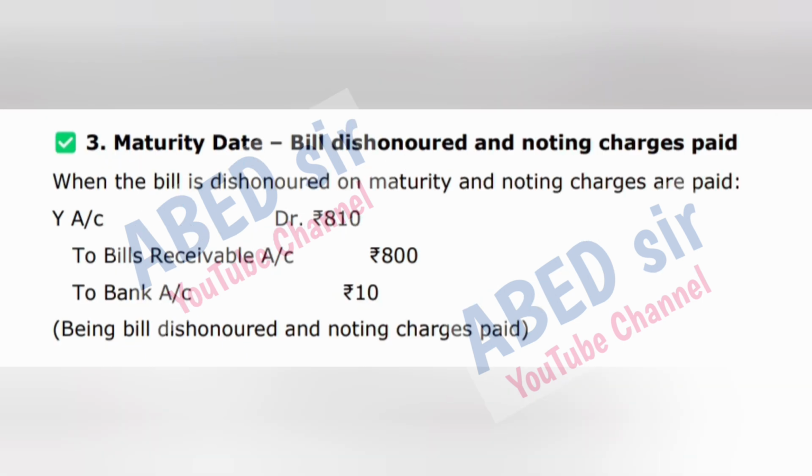3. Maturity date, bill dishonored and noting charges paid. When the bill is dishonored on maturity and noting charges are paid. Y A/c Dr. 810 rupees. To Bills Receivable A/c 800 rupees. To Bank A/c 10 rupees. Being bill dishonored and noting charges paid.